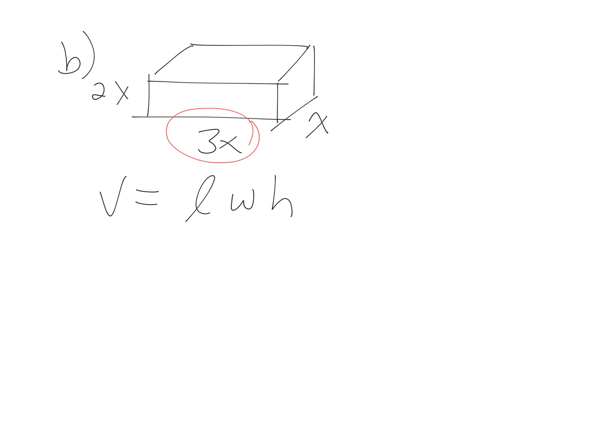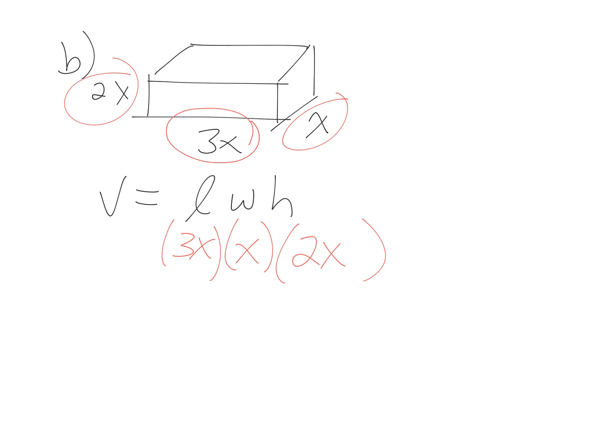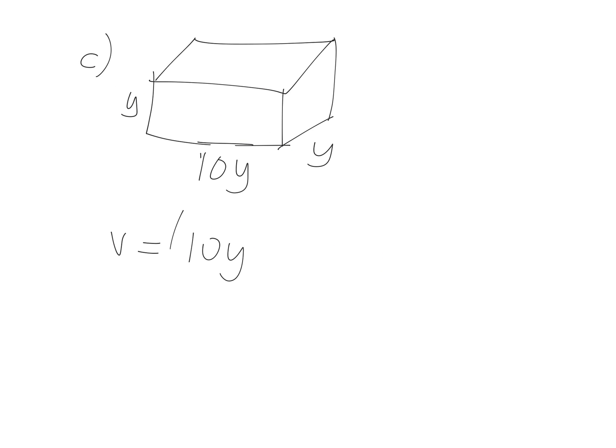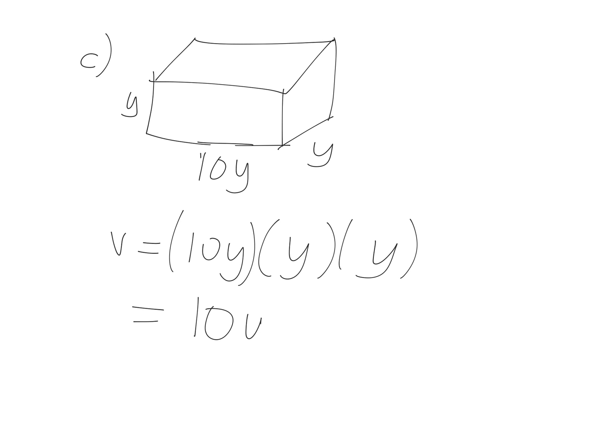Volume equals length times width times height. Length is what? Width is? And the height is? So we want to multiply all the numerical parts together. If there's no number in front of the x, you can imagine there's a 1 there. It doesn't change it, right? So what's 3 times 1 times 2? And I have 3 y's, so y times y times y is y to the power of 3. So that would be 10y to the power of 3.